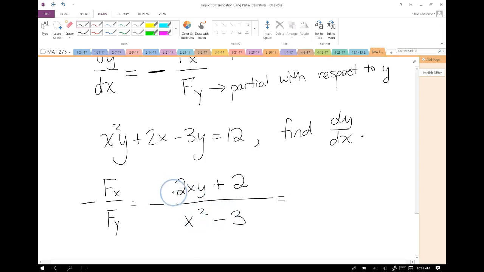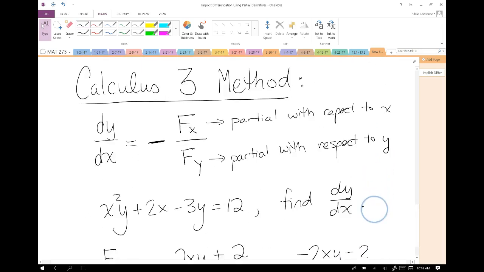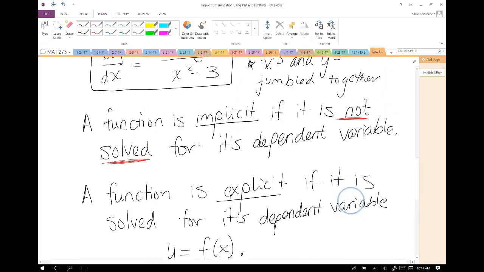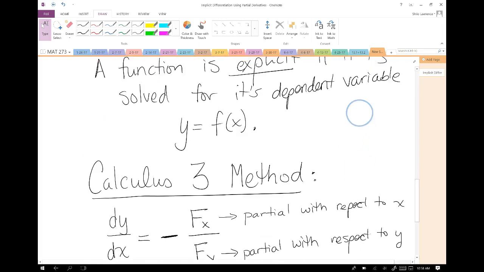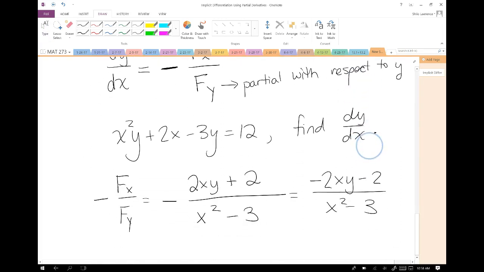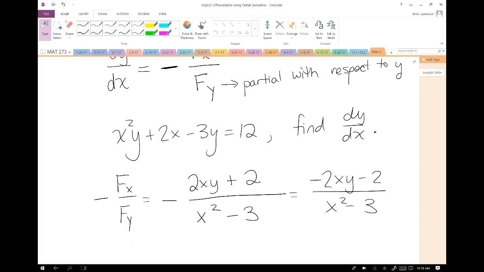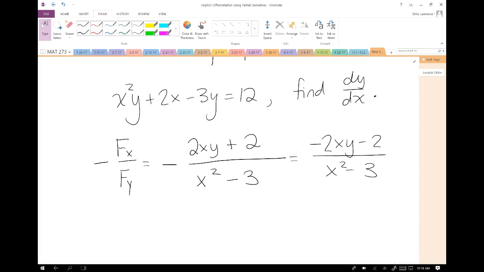Well, actually, no. To make this match the one we had up with the Calc 1 method, we'll go ahead and distribute that negative in the top. So negative 2xy minus 2 over x squared minus 3. And is that what we got just a minute ago? Let's see. Negative 2xy minus 2 over x squared minus 3. Exact same answer, so much less work.